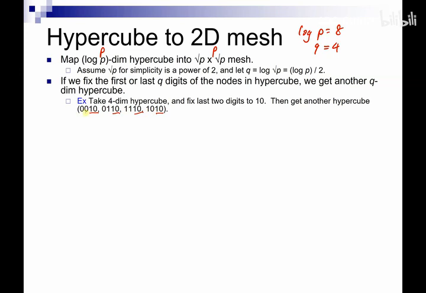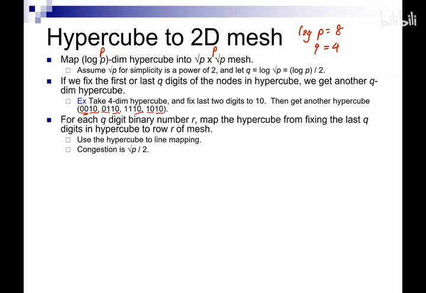The reason they form a hypercube is because, for example, 0, 0 is connected to 0, 1 since they only differ in one digit, this digit over here. 0, 1 is connected to 1, 1. 0, 0 is connected to 0, 1, and so on. So you can see that these four nodes are actually a subhypercube out of this larger four-dimensional hypercube.